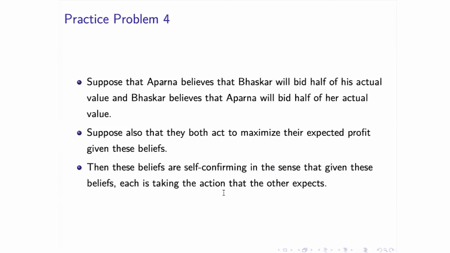So what are the main findings that we get from here? Suppose that Aparna believes that Bhaskar will bid half of his actual value, and Bhaskar also has the same belief about Aparna, that Aparna will bid half of her actual value, right? And suppose that they are both acting to maximize their expected profit independently given these beliefs. Then we find that these beliefs are self-confirming, in the sense that given these beliefs, each is taking the action that the other expects, right? So this actually goes back to the notion of Nash equilibrium, which is imposing a constraint in terms of consistency, right?